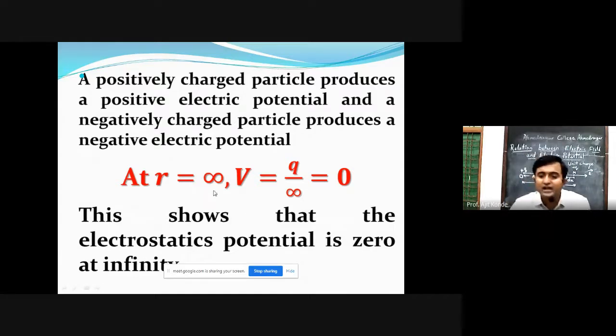At infinity, R is equal to infinity, V is equal to Q upon infinity, and you know that anything upon infinity is equal to 0. Then we can say that at infinity, electric potential is 0. Therefore, that can also be called zero potential. This shows that electrostatic potential is 0 at infinity.